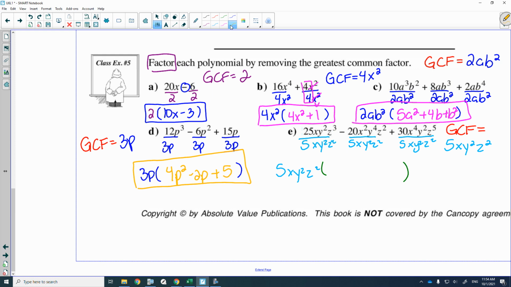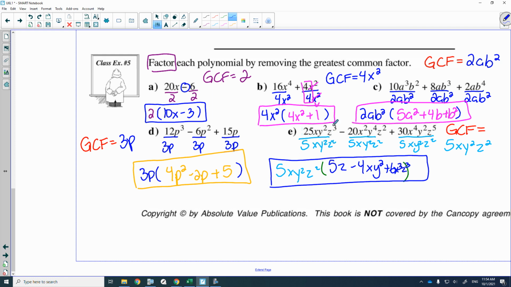Okay. Nathan, do you want to try E? How many Z's did you say? Is he correct? He is. Yep. The second factor was 5z minus 4xy squared plus 6x cubed z to the power of 3.